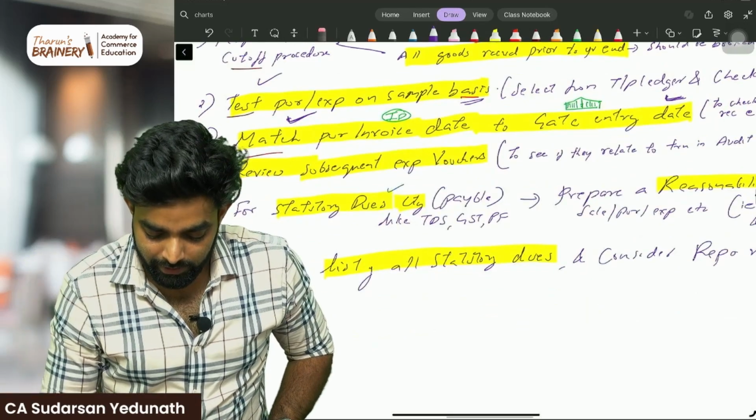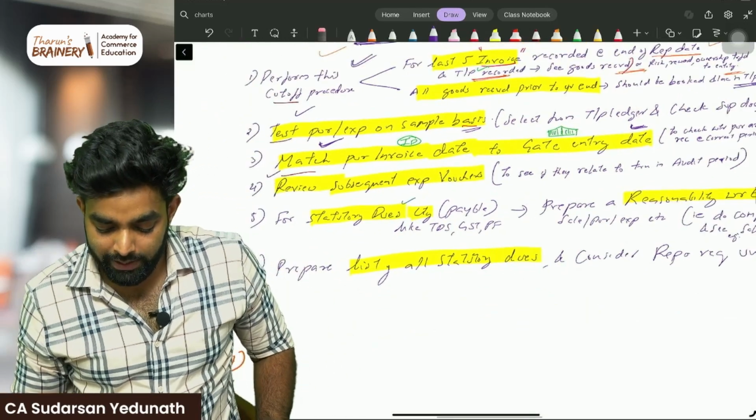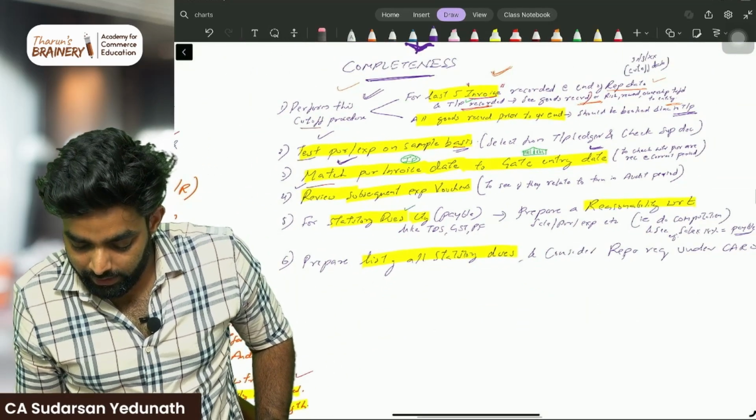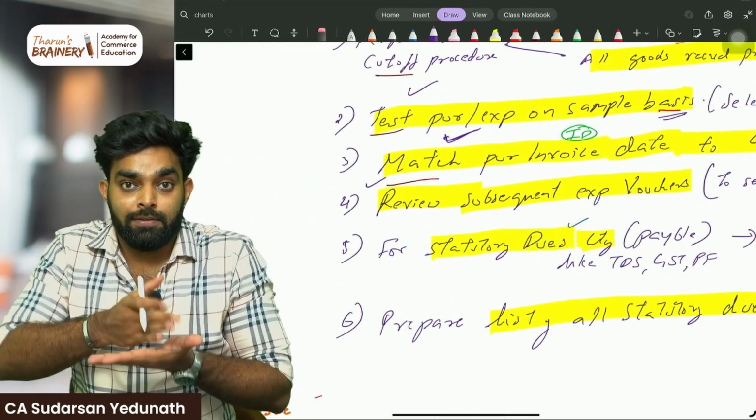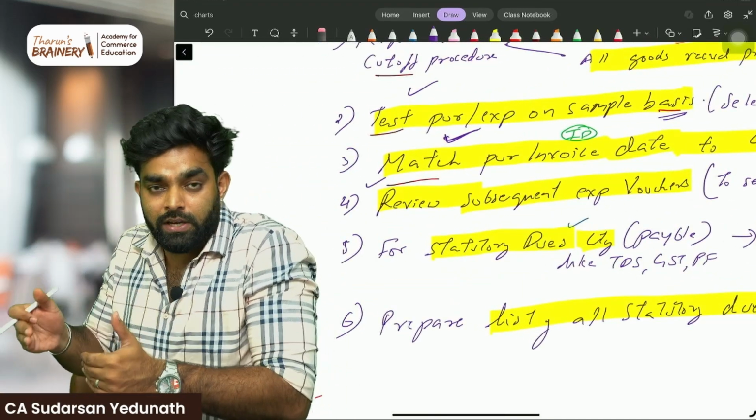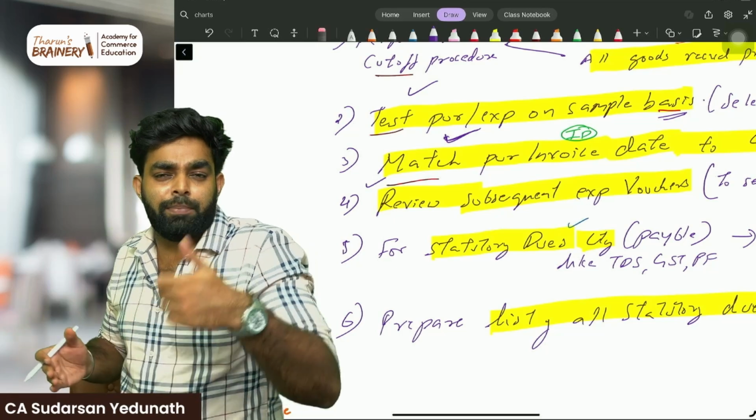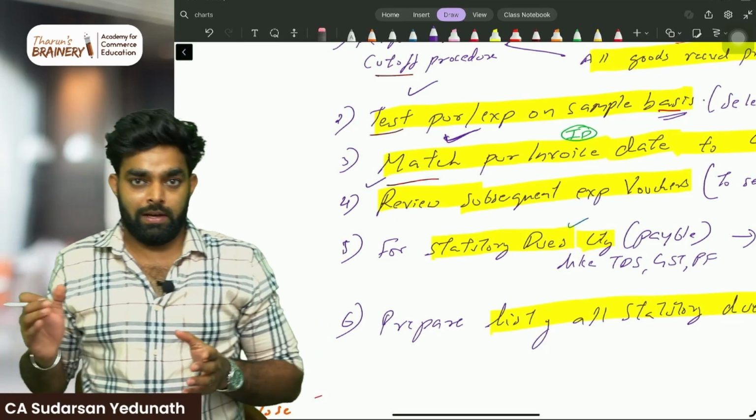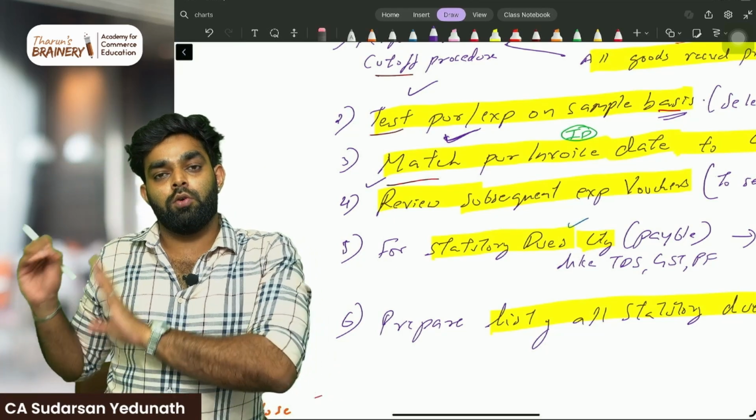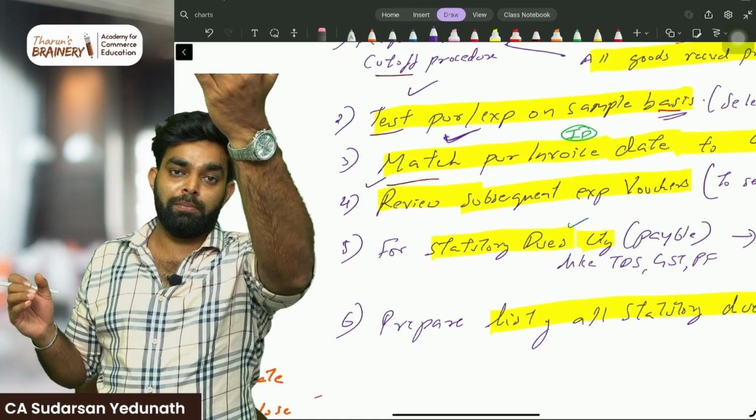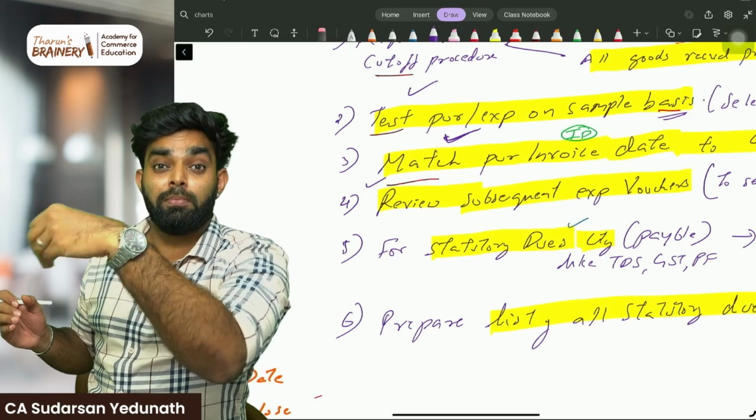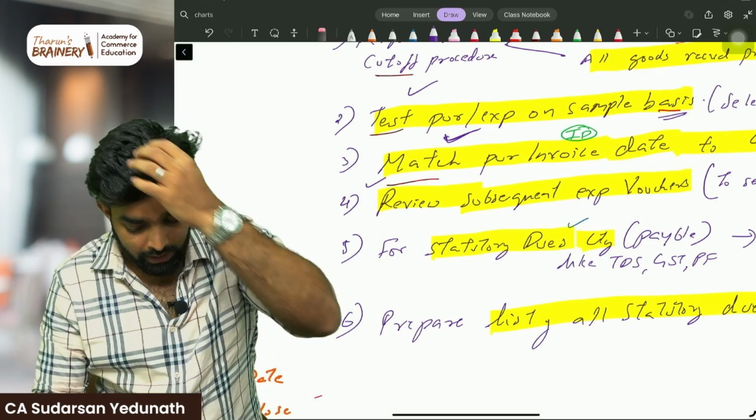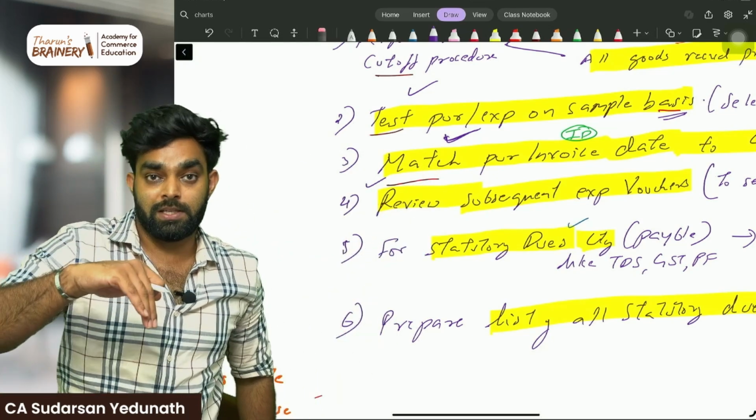Okay. Then review the subsequent expense vouchers to see if they are related to the transactions in the audit period. That means after 31st March, there may be some subsequent expenses, in the next 3, 4, 5 days, April 1, 2, 3, 4, 5. See whether those expenses actually relate to our audit period, that is, to the March period. If it relates to the March period, you have to record it in the March period, right?